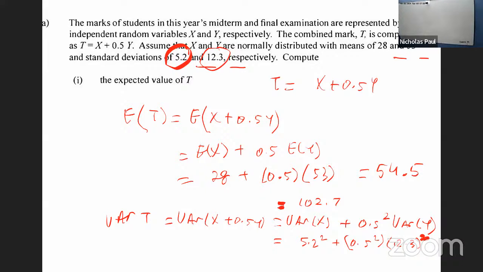Okay, that? Done. Am I 0.5 squared? 0.5 squared, 12.3 squared, 5.2 squared. 64.9.